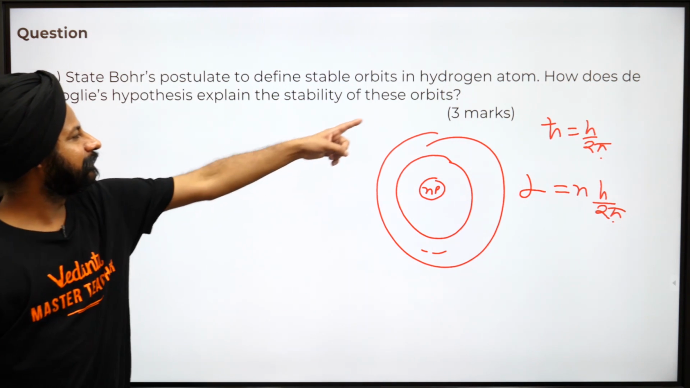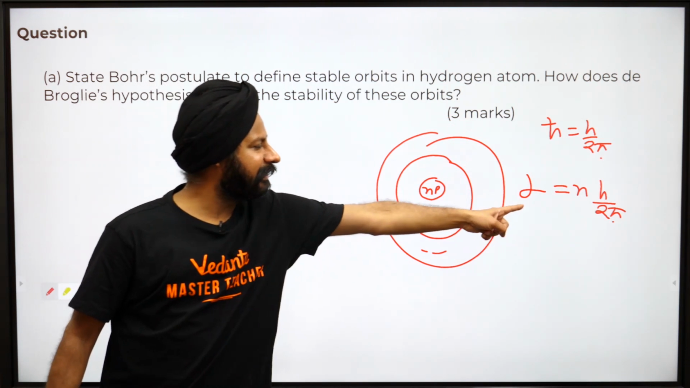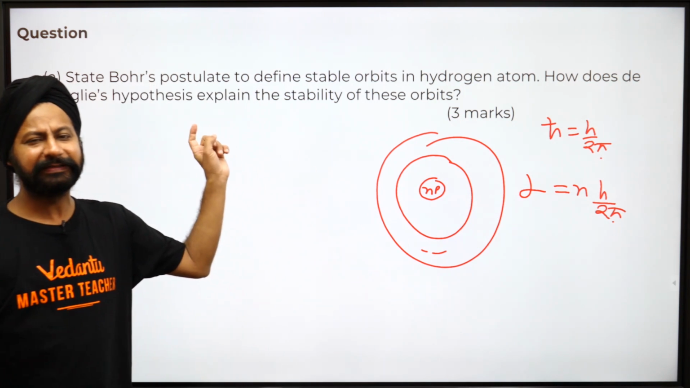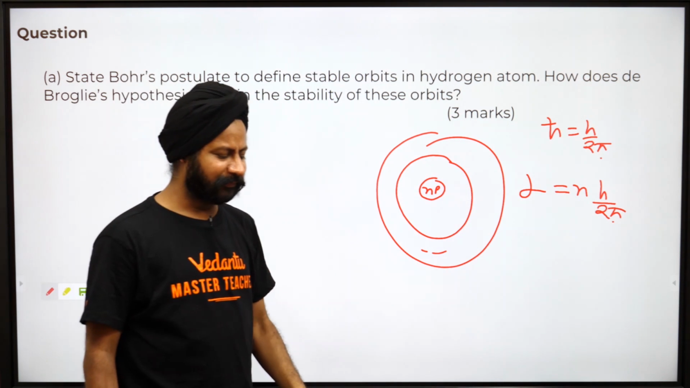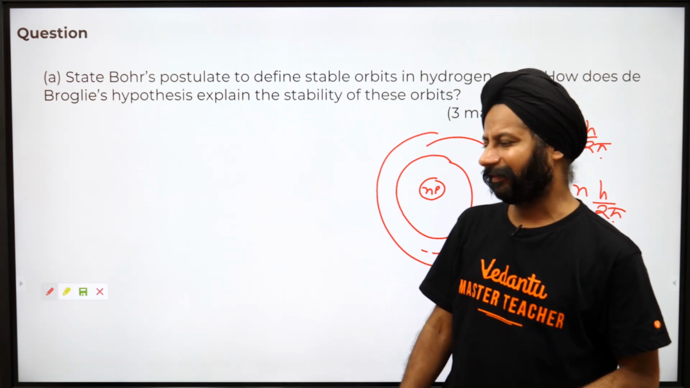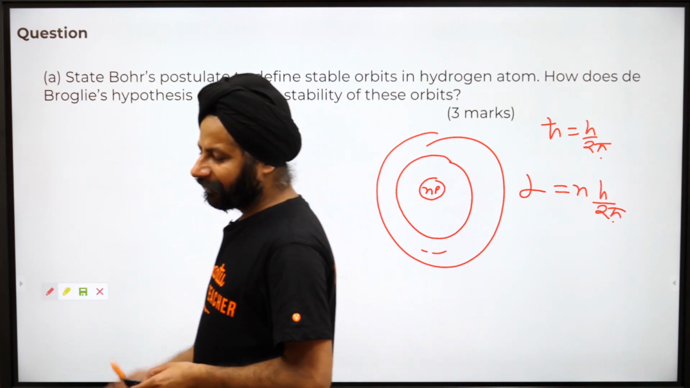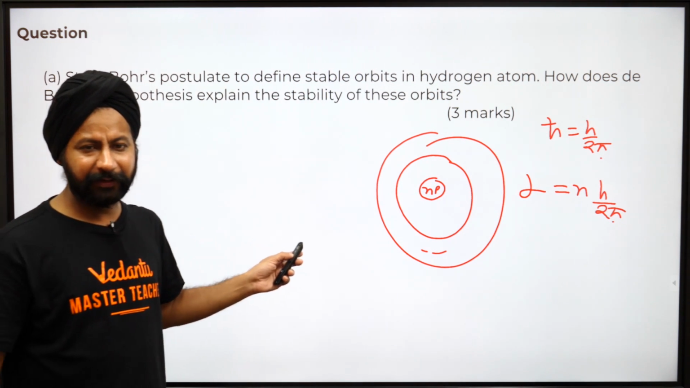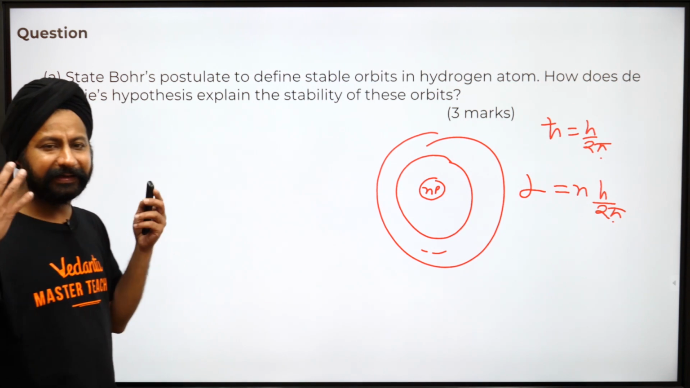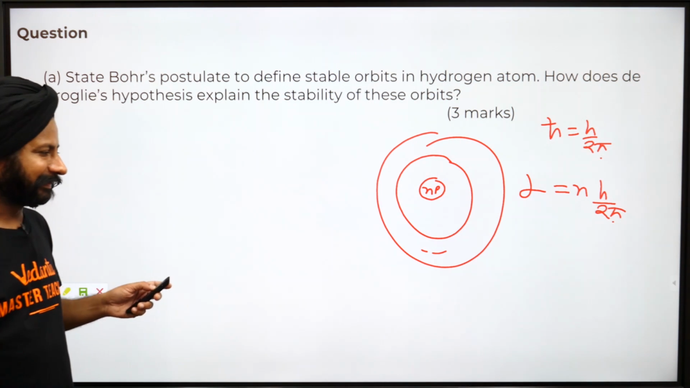And down the line comes de Broglie. When de Broglie comes in, he explains why. Postulates have basically no proofs. It is just a statement. So how does de Broglie explain that? I'm going to show you the printed version of this solution, but let's understand how simple this is.